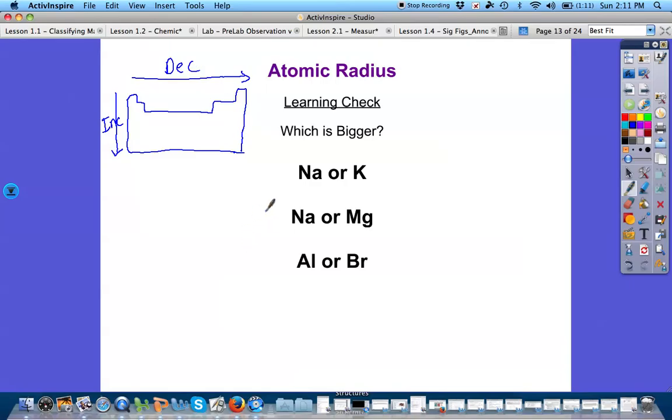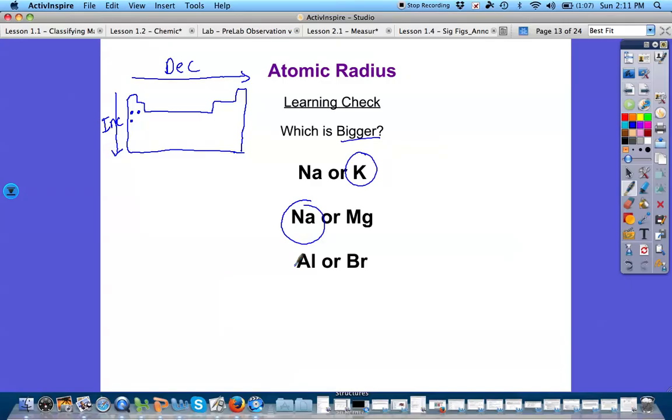So sodium is about right here, and potassium is about right there. Well, potassium is farther down. It has another shell of electrons, so it's going to have a larger atomic radius. And then if we look at sodium, which was right here, and its next door neighbor, magnesium, to determine which has a bigger atomic radius, well, sodium is because it has a smaller nuclear charge, so the electrons are not pulled as close to the nucleus.